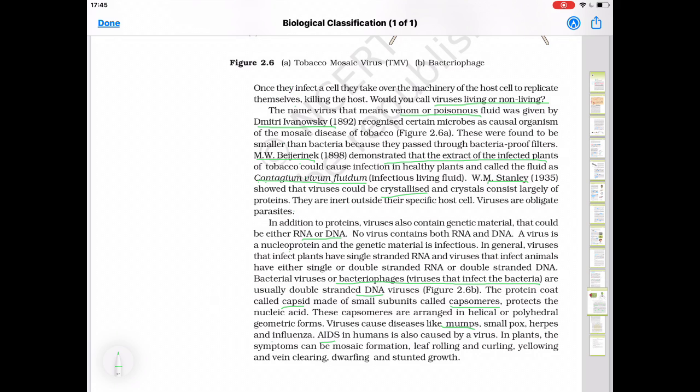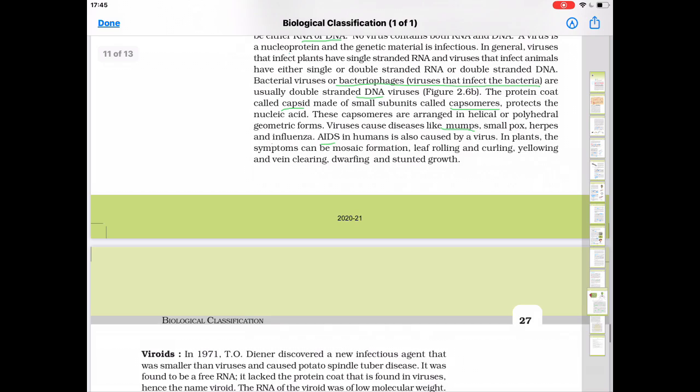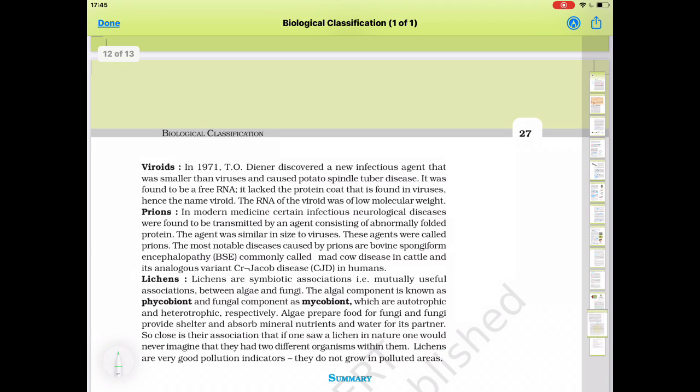Next is viroids. Diener discovered the viroids. They are smaller than viruses. They have free RNA as genetic material and they lack a protein coat, which is present in viruses. This is the difference between viruses and viroids. The RNA of viroids has a low molecular weight.